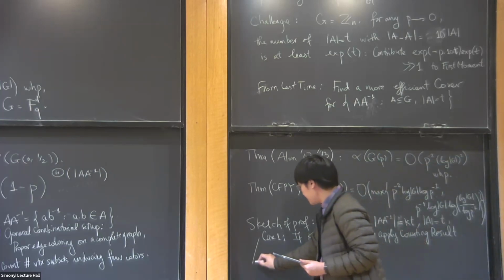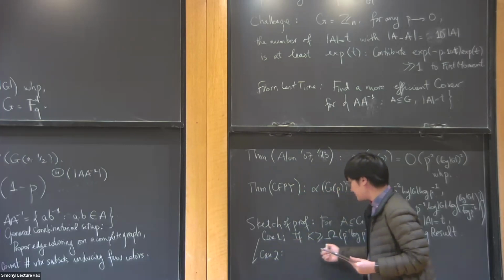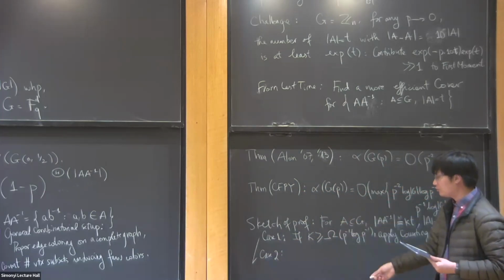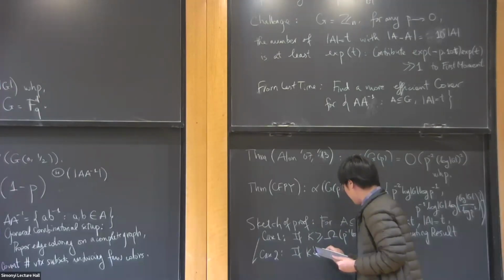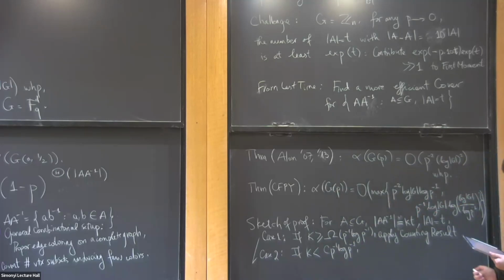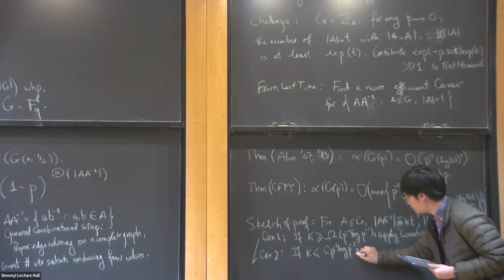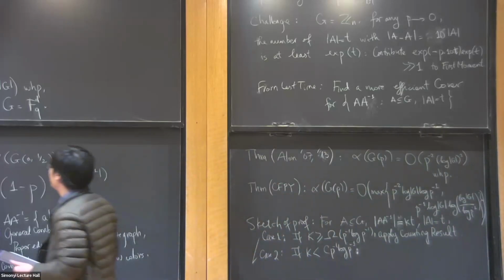And in the second case, we need to handle all of the sets with doubling K that is too small differently. So if K is smaller than some constant times p inverse log p inverse, then we will do the following. And this is the first cover that we will construct.